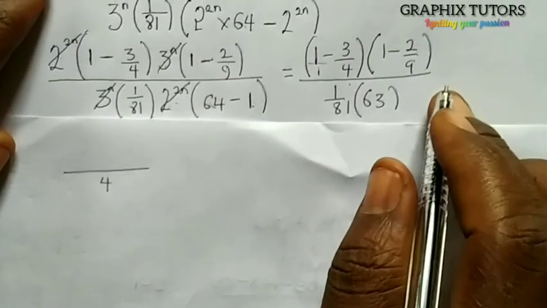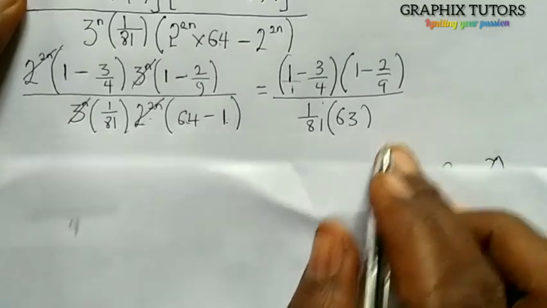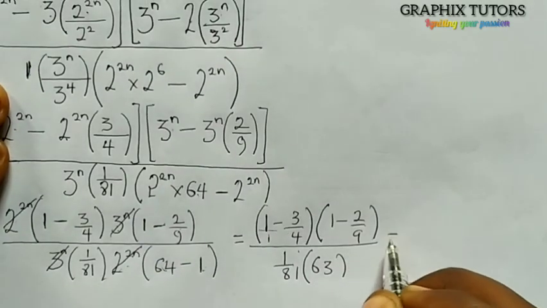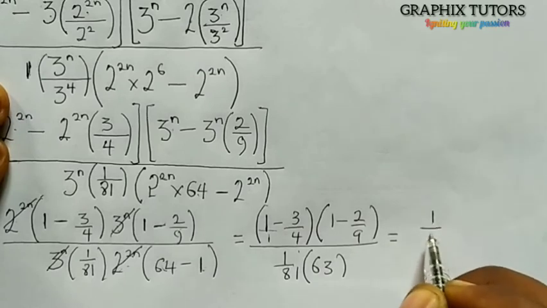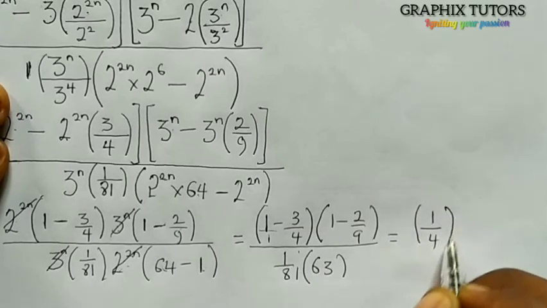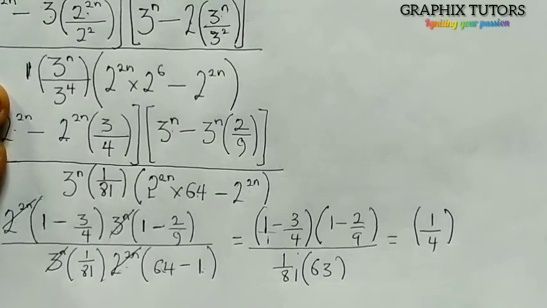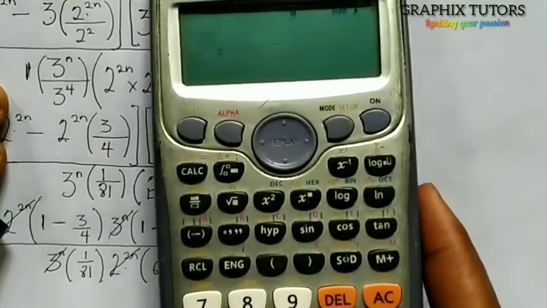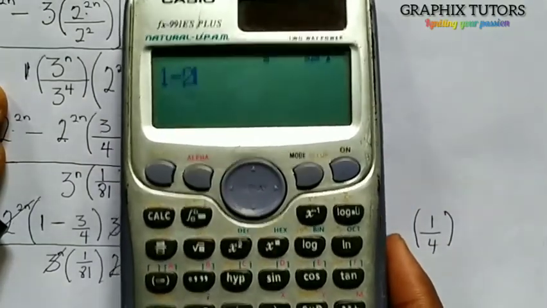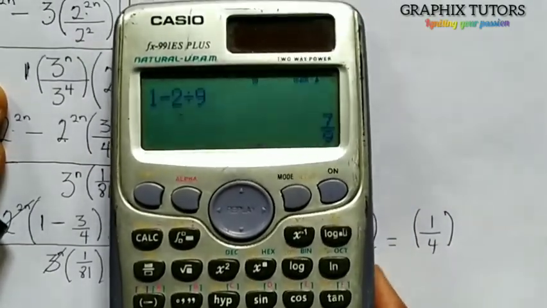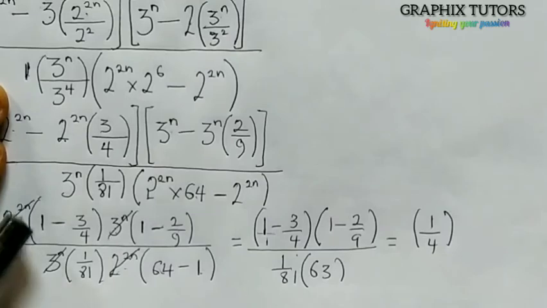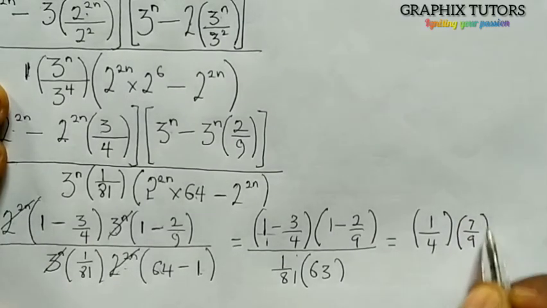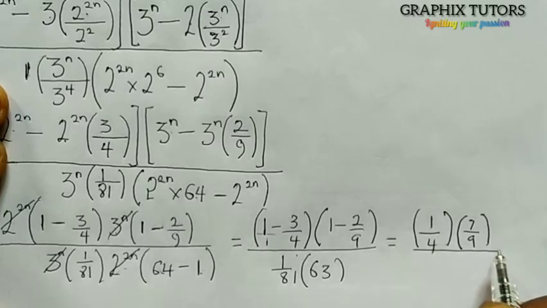So I can easily write my 1 over 4 here. Close the bracket. So 1 minus 2 over 9 is what it will give us. So we have 1 minus 2 divided by 9. That gives me 7 over 9. So put it into the bracket, 7 over 9. Everything all over.